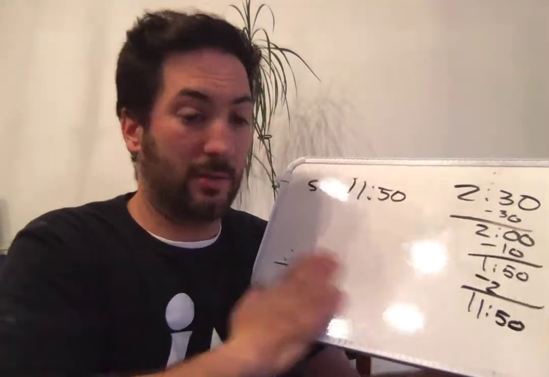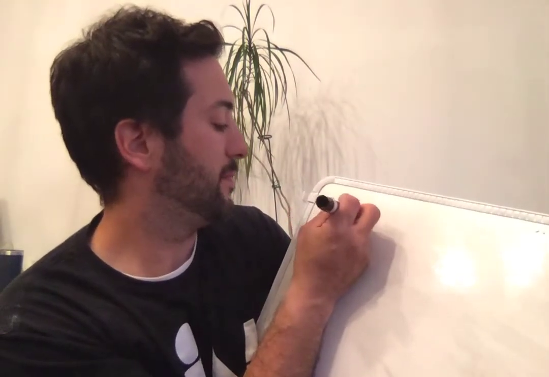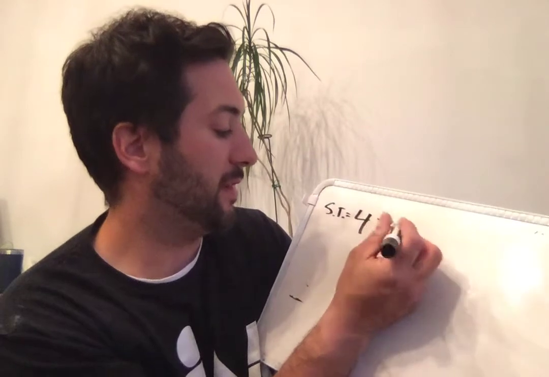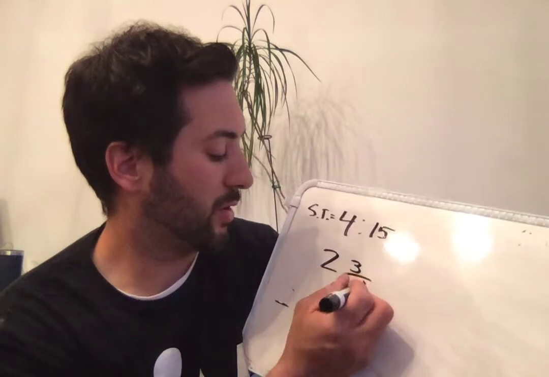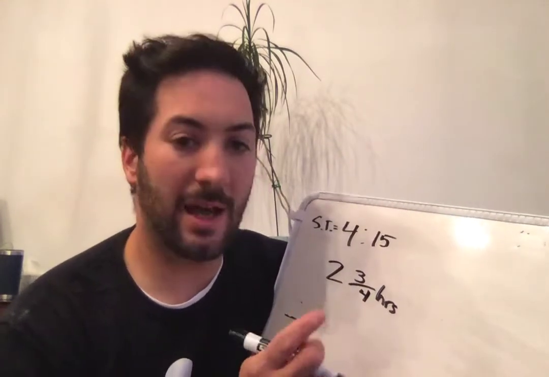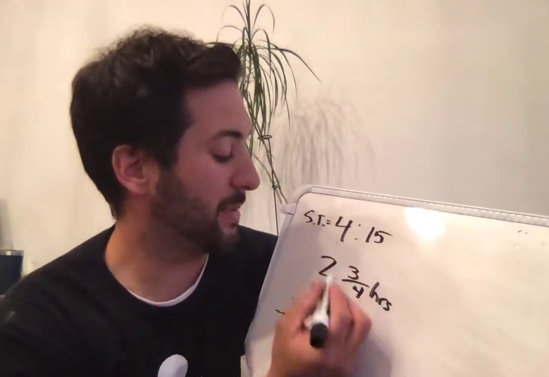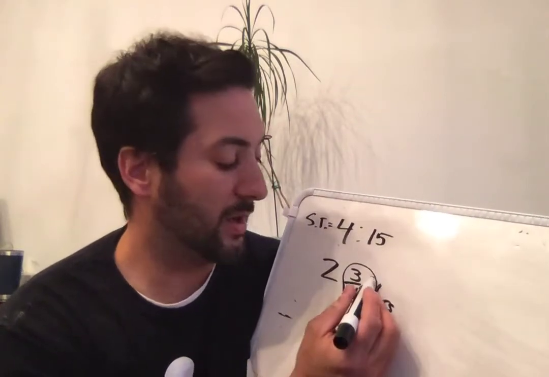One final wrinkle. What if they don't give you a certain amount of hours and minutes? What if instead they give you a certain fraction of an hour? Let's say the start time is 4:15, okay? And they say 2 3/4 hours. Wow, 2 3/4 hours. Because this is hours and minutes, I need hours and minutes here. So what I have to do is convert this 3/4 of an hour to minutes.